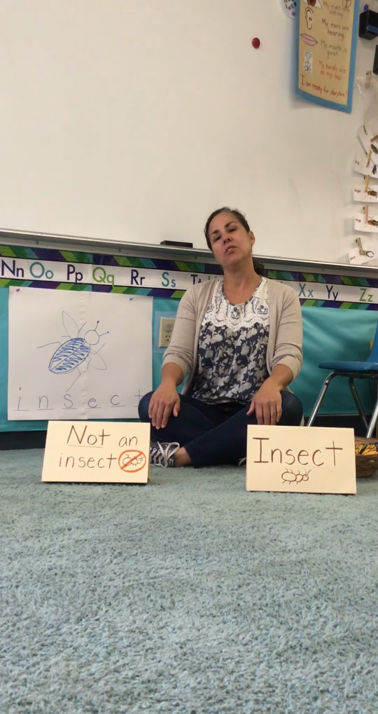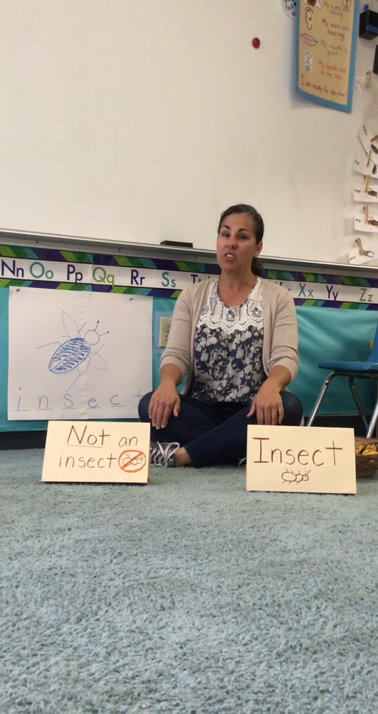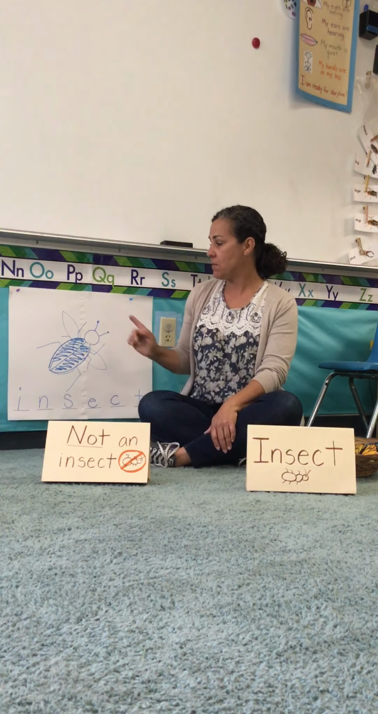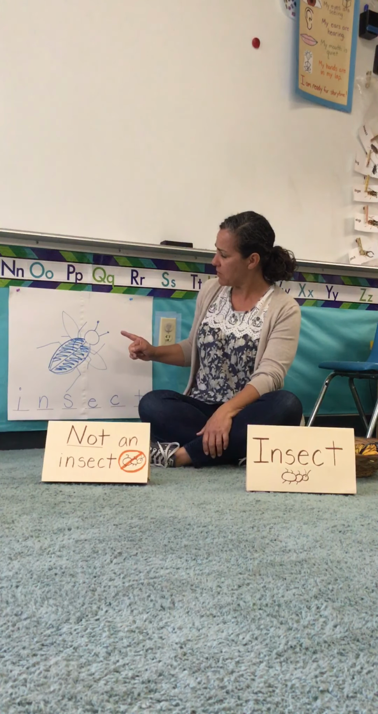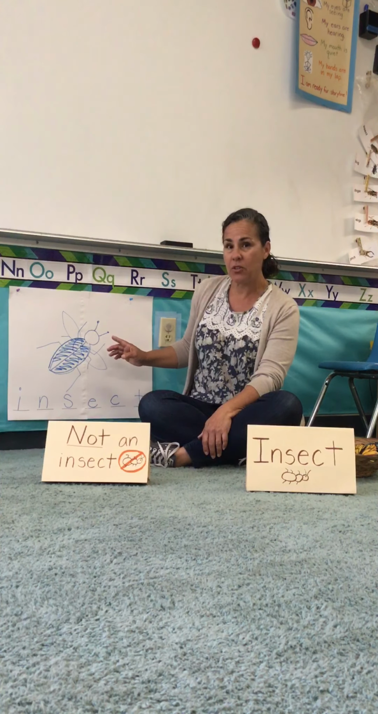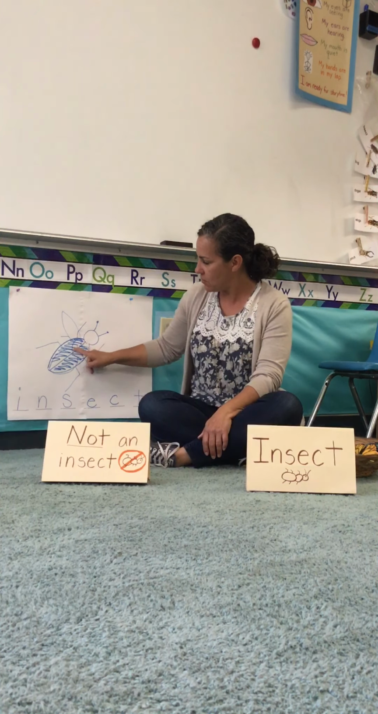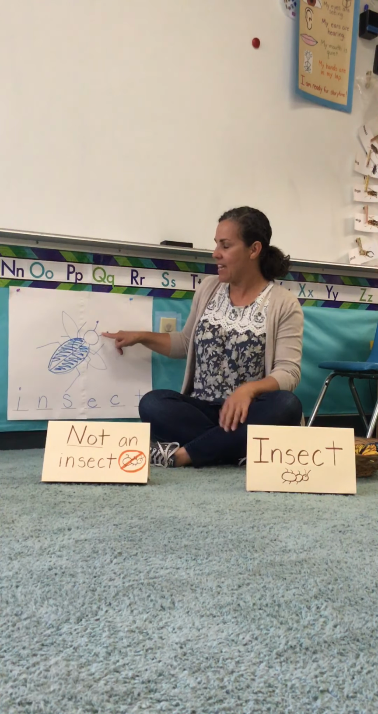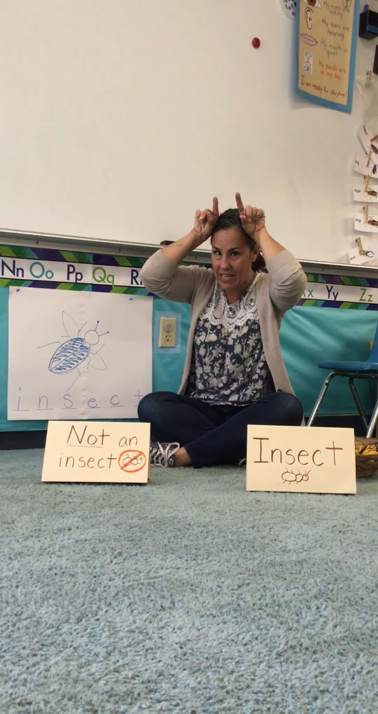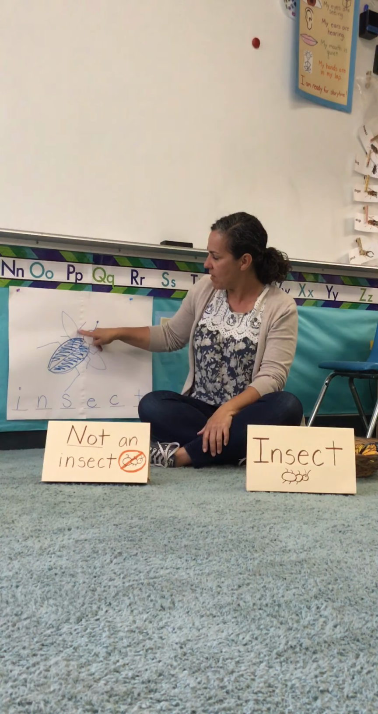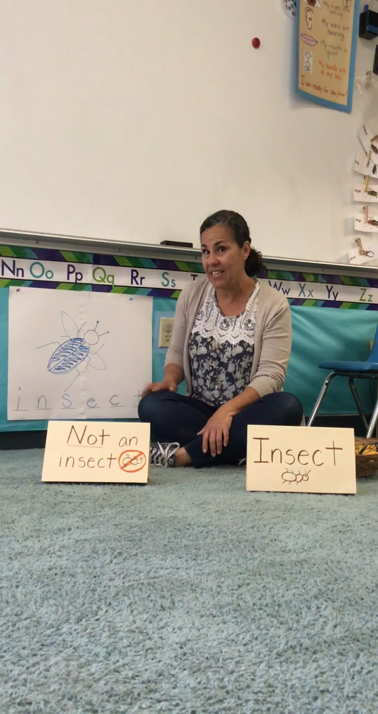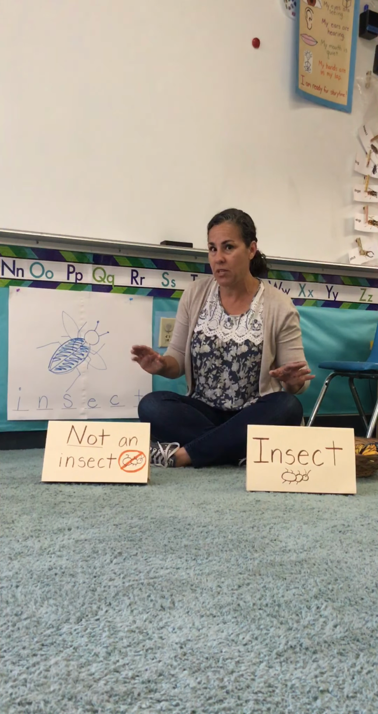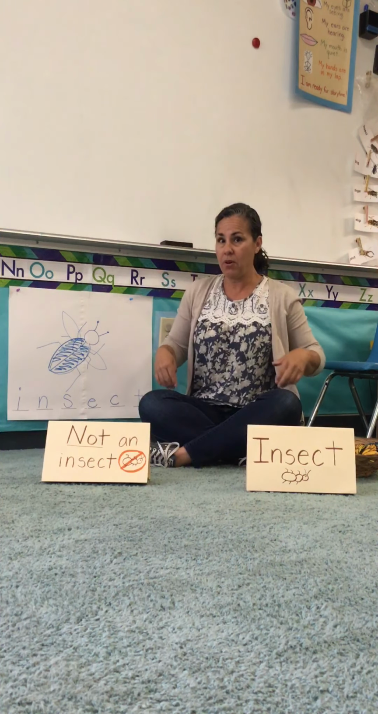Do you remember yesterday we learned about insects? They're a very special kind of animal with some very special parts. Remember I drew this picture of an insect, and we learned that insects have 3 body parts: 1, 2, 3. Head, thorax, abdomen. And we learned that insects have 2 antennae. And we learned that insects have 1, 2, 3, 4, 5, 6 legs. All insects have those things. Antenna, 3 body parts and 6 legs.